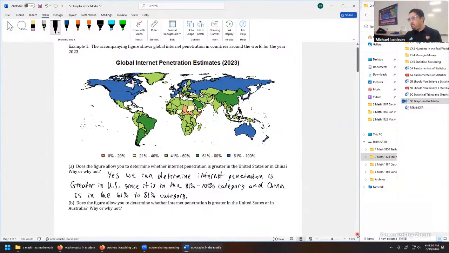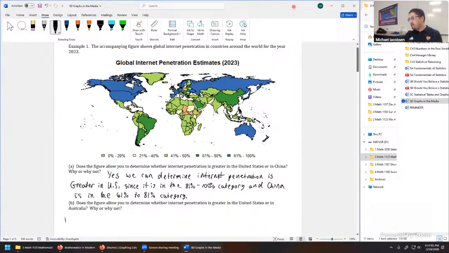Okay, now part B, pretty much the same question. It asks, does the figure allow you to determine whether internet penetration is greater in the United States or Australia? Why or why not? Any volunteers for this one? Would you say yes or no to this? I would say no because they are the same color, so we can't tell exactly where they fall. Yeah, exactly. Let me put that down just as you said.